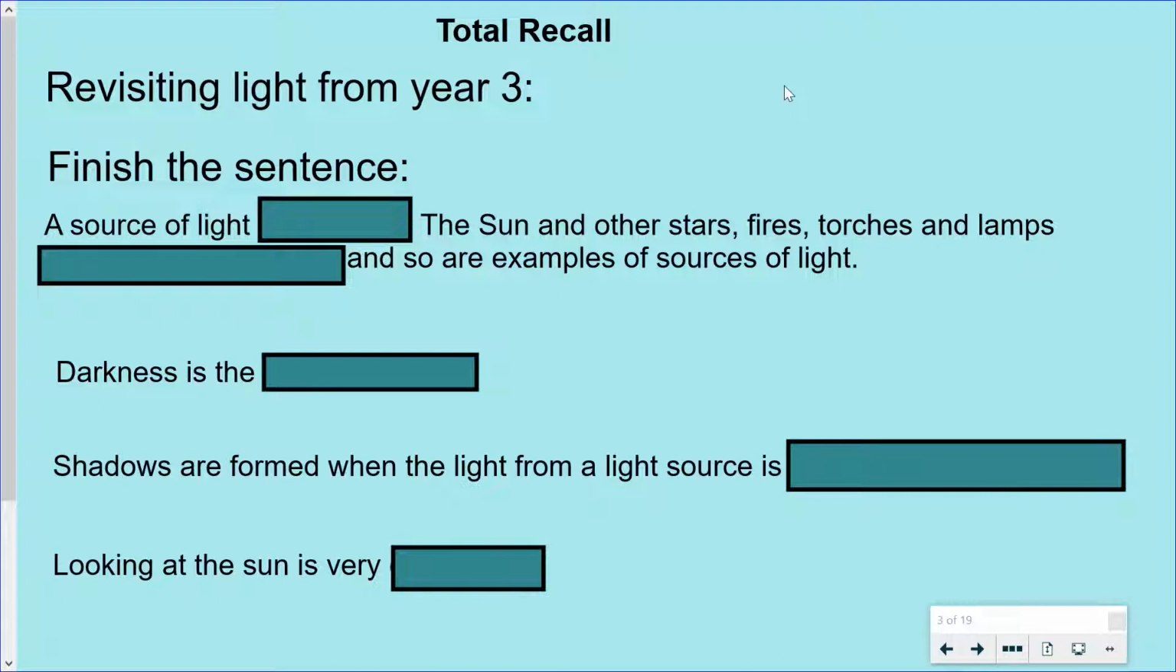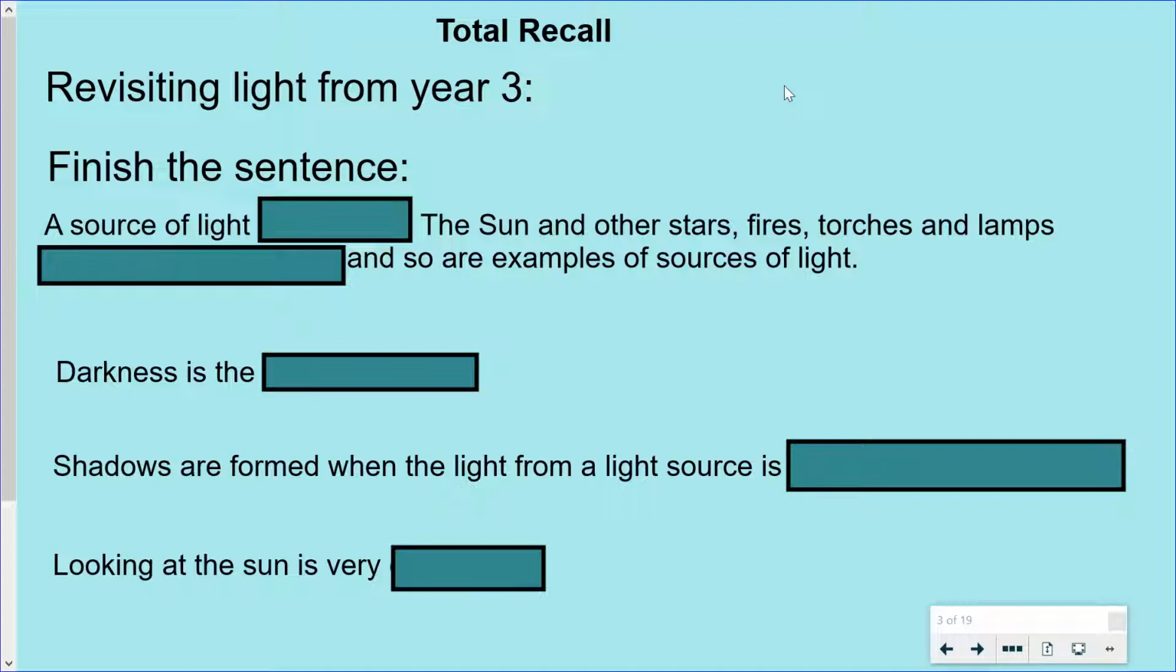So, the last time you did light as a specific unit on its own was year 3. Okay, now we always revisit it, and going back to this will help you with the year 6 lessons. So I'd like you to fill in the blanks, finish the sentence. You can write them down or do it in your head. So pause the video and have a really hard go at that now.